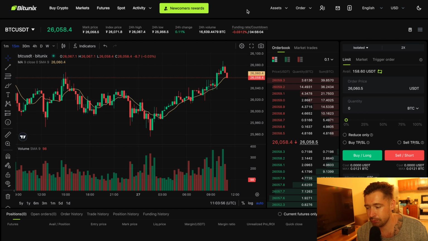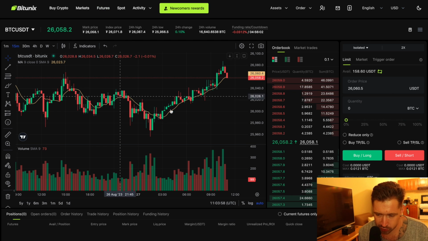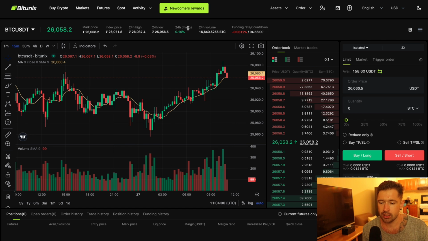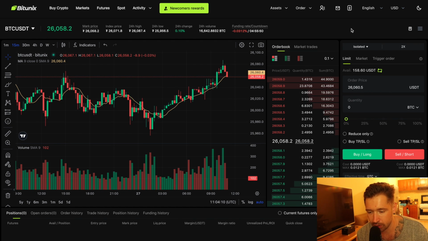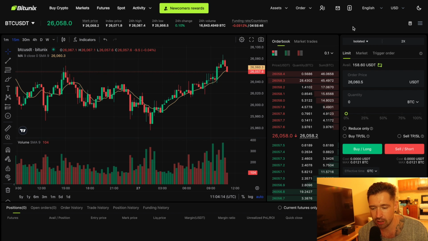So next you'll click futures, and it will open up our trading screen. We're going to come over to the right here. We have isolated and cross margin. I like to use isolated. What it means is when you open a position, it's isolated to the amount of USDT you put into that position, so you cannot exceed it. If you get liquidated on a $100 trade, it takes the $100 and the trade is closed.